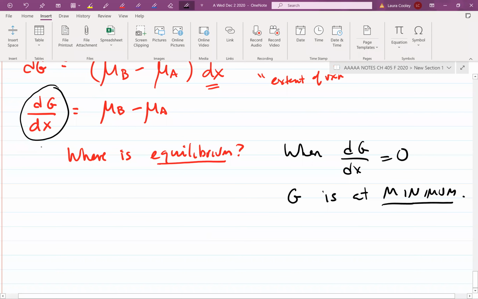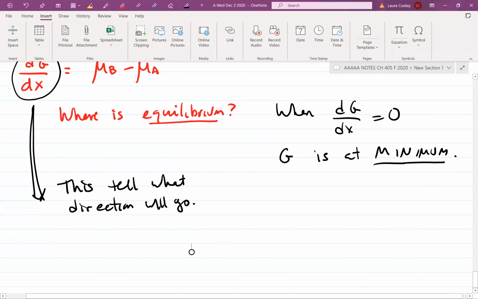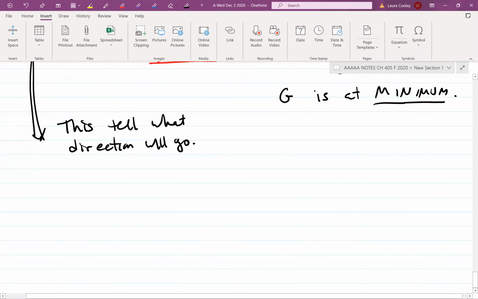So this thing here, this fantastic derivative, dG/dX, this actually tells what direction the reaction will go in. I said when you get to equilibrium that this derivative equals 0, but that's only one point. What is it before equilibrium on the reactant side? What is it on the other side? What if you started with all products? So here's a very simple answer to that question.